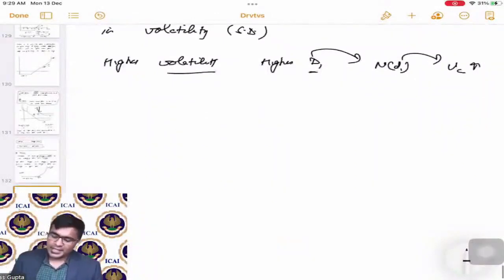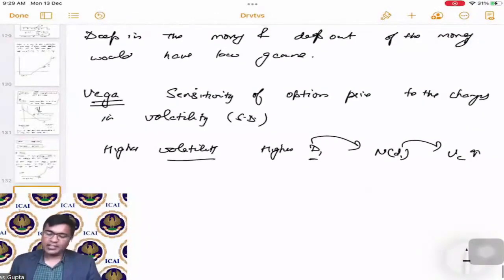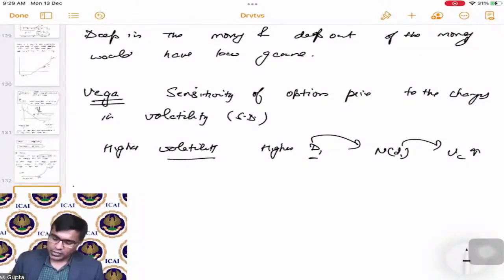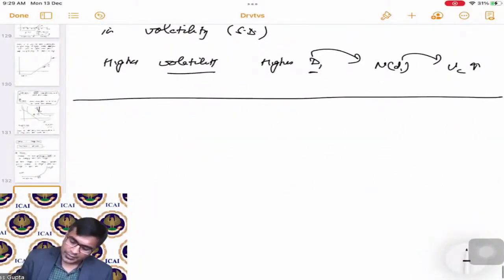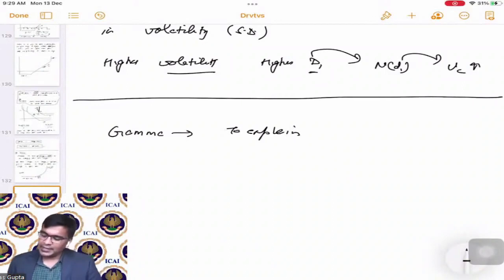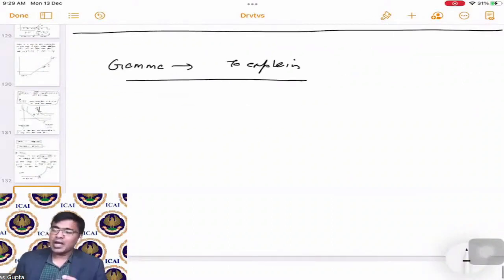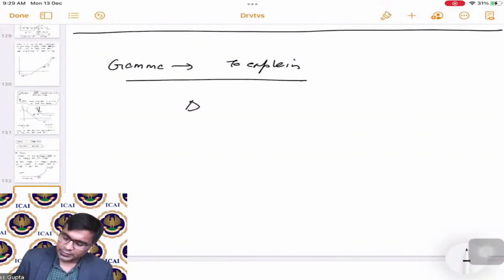So what is gamma first of all? Okay, so we have completed vega. That's all about vega. I'm now again coming back to gamma just to explain. This is gamma. Now, as we have seen, what is gamma? Gamma is the change in delta divided by change in spot price.